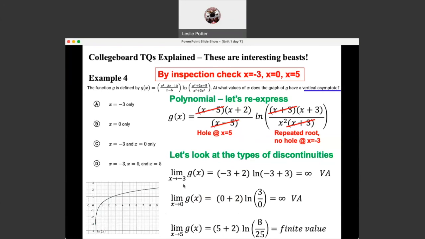So we have a vertical asymptote at these two locations, 0 and -3, so this answer must be C. Okay, so a little bit more involved. They're good thinkers in terms of questions though.